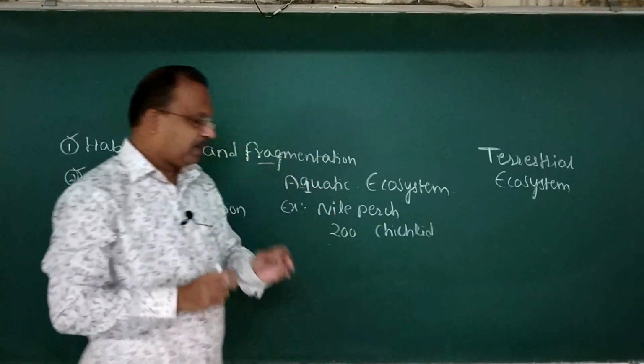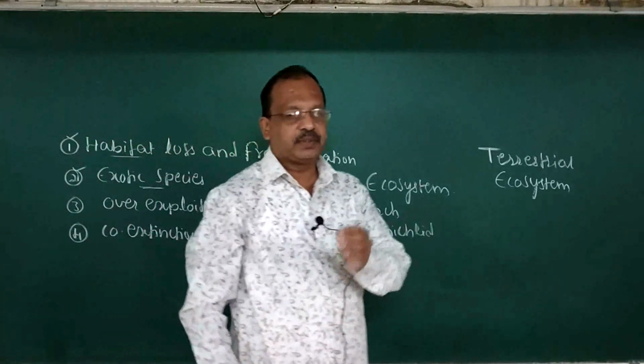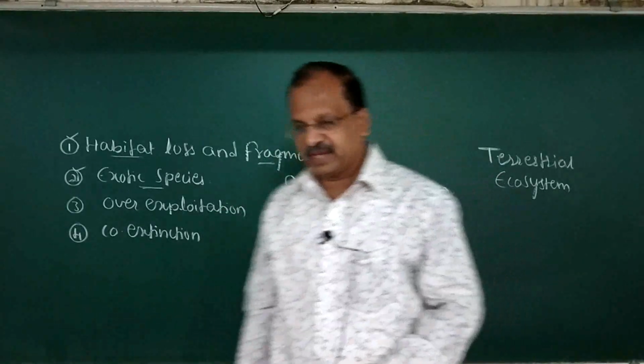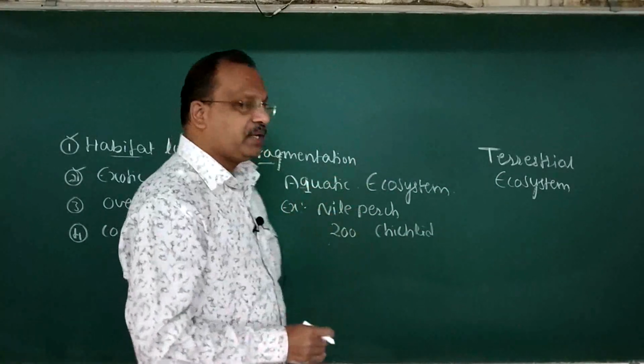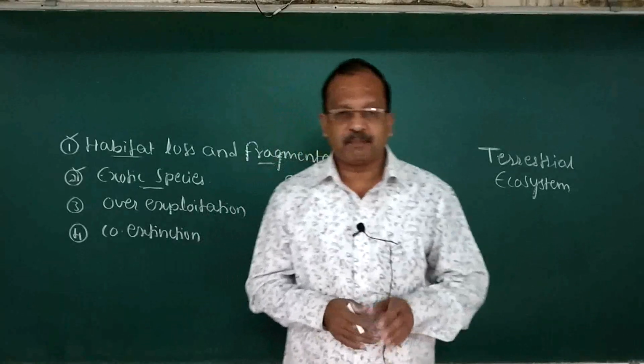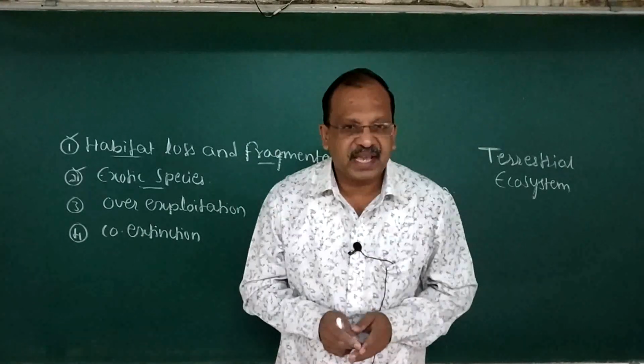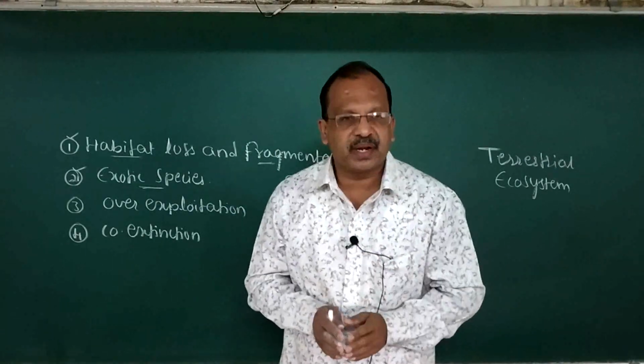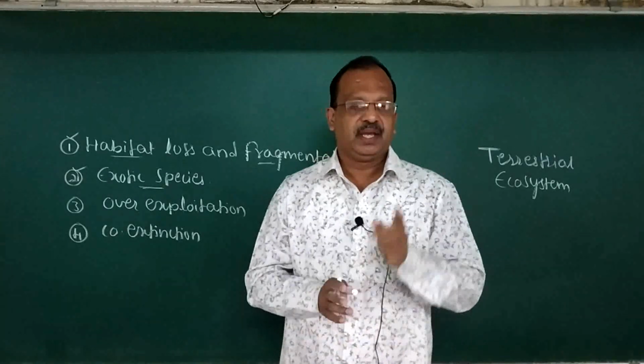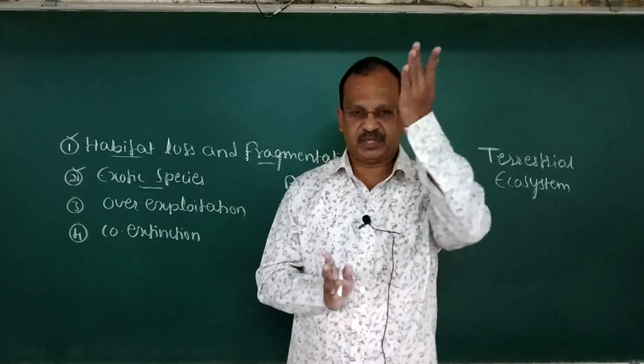When Nile perch was introduced into Lake Victoria, it is held responsible for the extinction of more than 200 local fishes, including cichlid fishes.